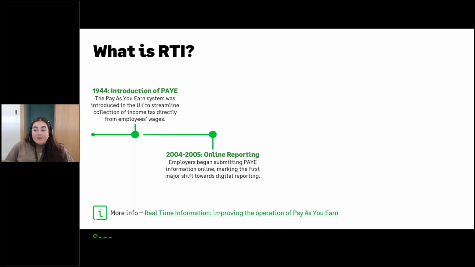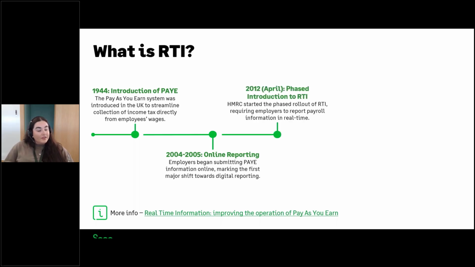Next, we jump to 2004 to 2005 with online reporting, and this is where employers began submitting PAYE information online, and this marks the first major shift towards digital reporting. Then next we have a little jump forward to April 2012, where the phased introduction of RTI began. The RTI pilot started in April 2012 with a small group of volunteer employers and increased in 3 stages up through to March 2013, by which time over 6 million individual records were being reported in real time.